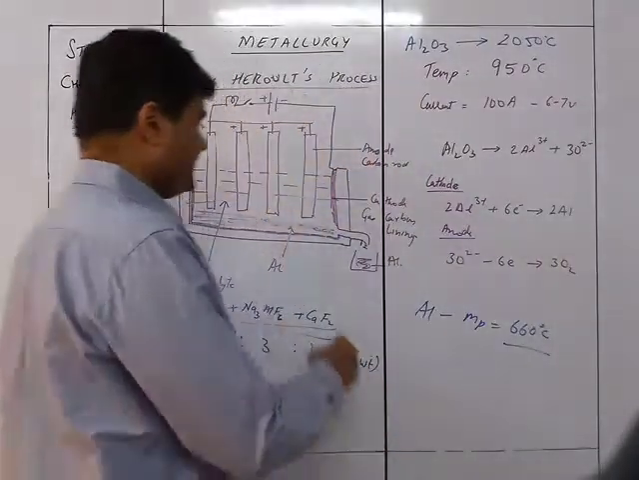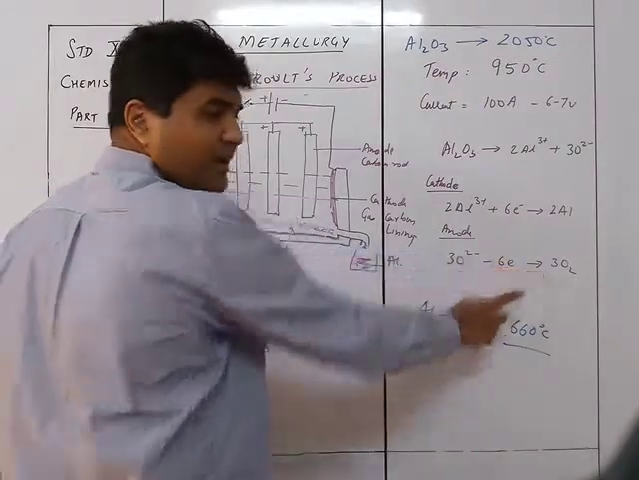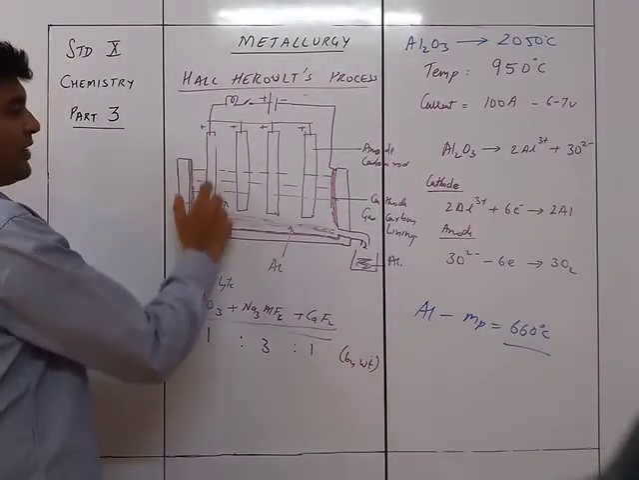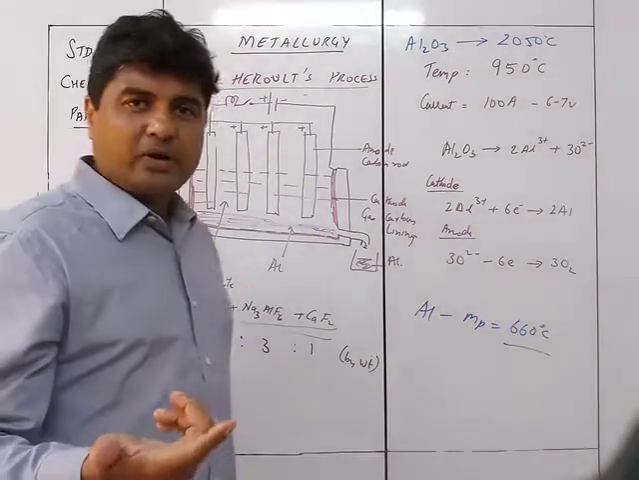So we know what we get at the anode: oxygen. So oxygen is going to react with the carbon rods over here, and oxygen and carbon will react to give you carbon dioxide, which is a gas.